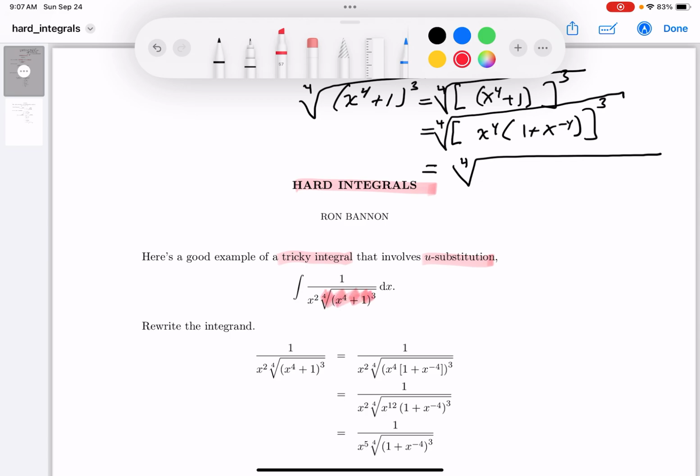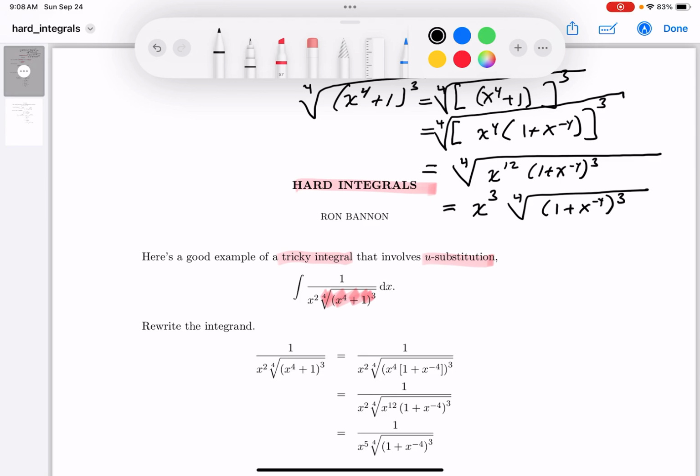And I'm looking at that, and I still have to simplify the radicand, because taking the fourth root of that, I could do it. But let's take a careful look at that. Well, I don't think I really need to, but I'm going to do it anyway. x^12 times (1 plus x to the minus 4) cubed. What do you get there? You get x cubed, times the fourth root of (1 plus x to the minus 4) cubed.